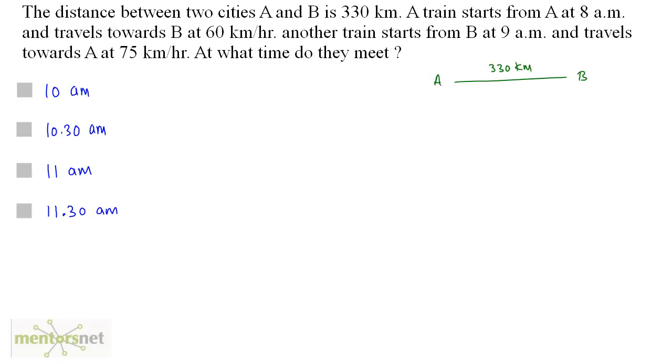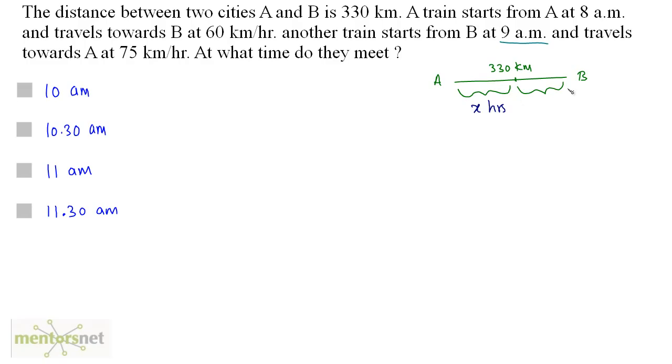So the distance between these two cities is given to us, which is 330 kilometers. Let us say that these two trains meet at this point. Now let us assume that the time taken for the train which starts from A to reach the meeting point be x hours. Now the train that starts from B starts 1 hour late, because the train starting from A was starting at 8 a.m. and train B starts at 9 a.m., so it is 1 hour late.